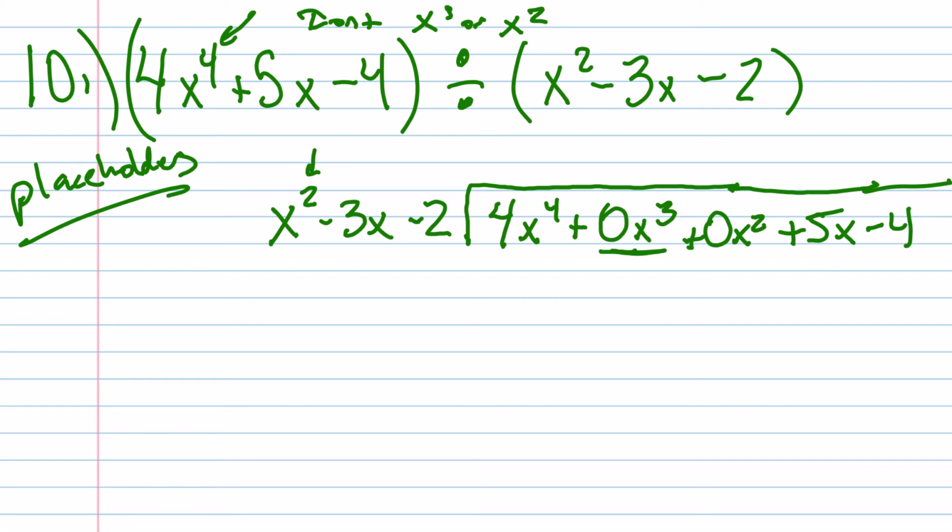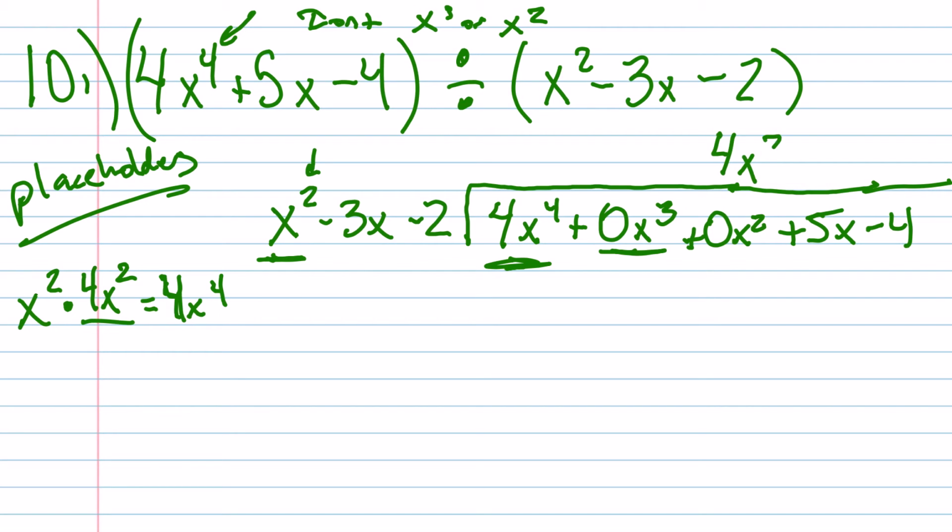So I still start with my line leaders, x squared and 4x to the 4th. So x squared times what is going to give me 4x to the 4th? So I'm going to put in 2x squared right here because I have x squared. I need 2 more x's to get x to the 4th. And actually I don't want 2. I want 4. Because 1 times 4 is 4.